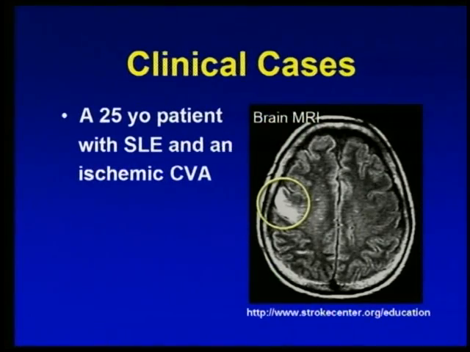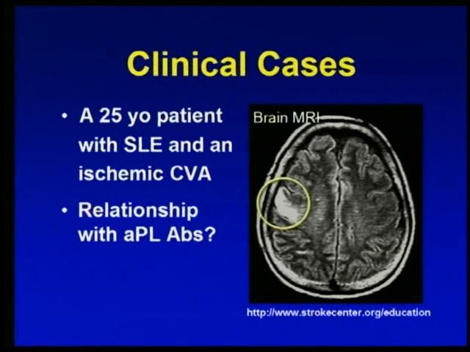So let's now go back and think about these antibodies within a clinical context. Let's go back to our middle-aged gentleman, or to our 25-year-old patient with lupus who comes in with an ischemic stroke. This is a brain MRI showing, in this case, the ischemic stroke in the cortex, likely due to thromboembolism.